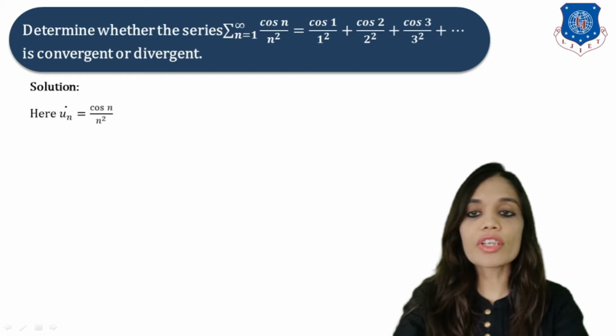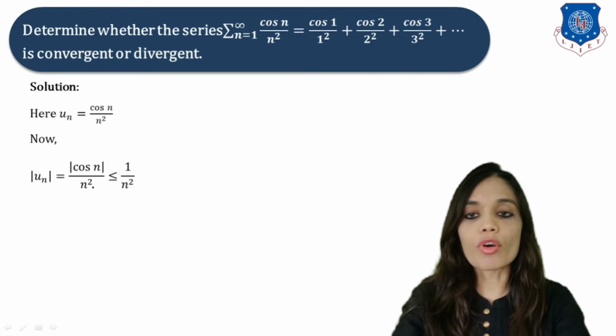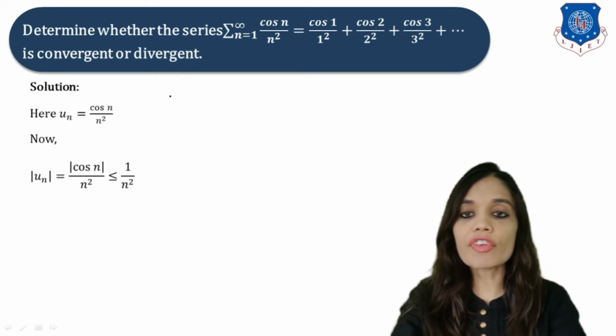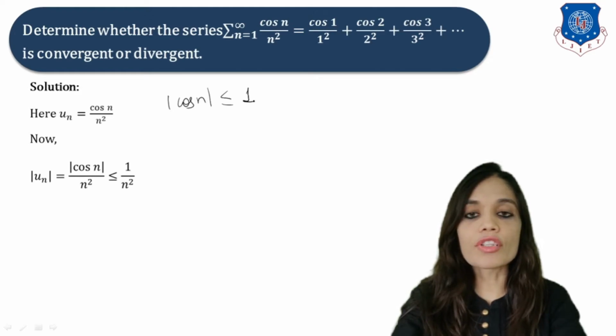So here you are given un as cos n upon n², right? So what will be your |un|? |cos n| upon n². Okay. Now we know that |cos n| is always less than or equal to 1.